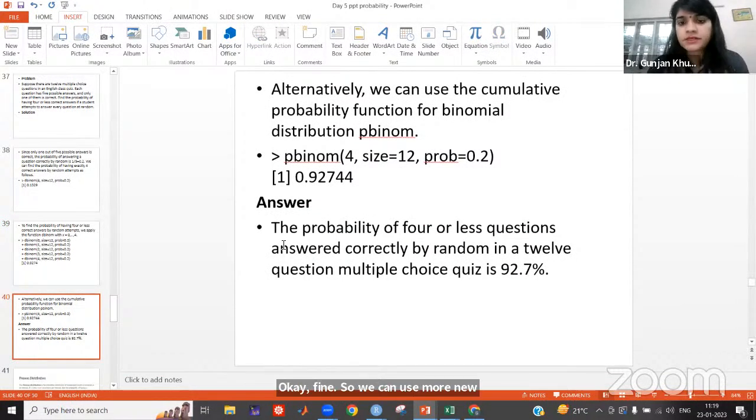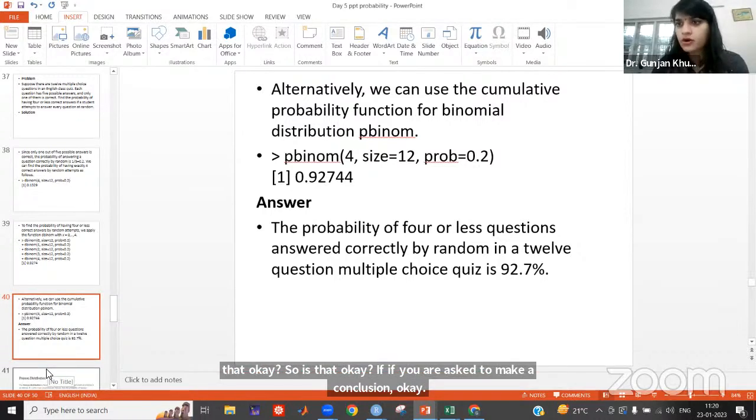Now, we generally make a conclusion also. So what we can infer from this: the probability of 4 or less questions answered correctly by random guessing in a 12 question multiple choice test is 92.7%. Is that okay? If you are asked to make a conclusion, okay?